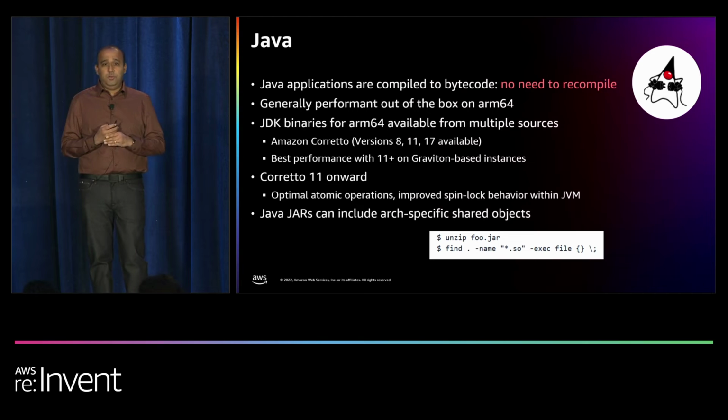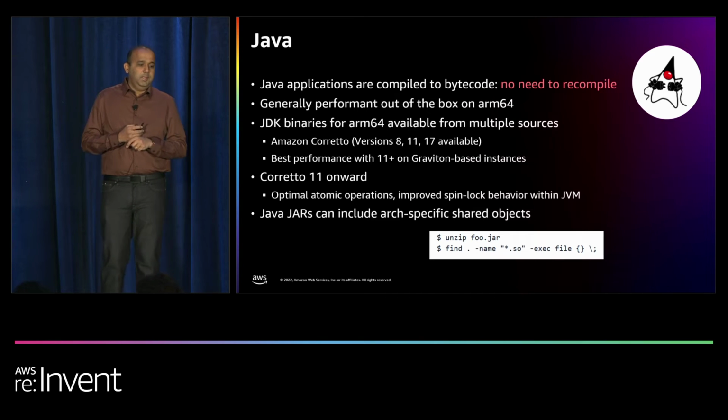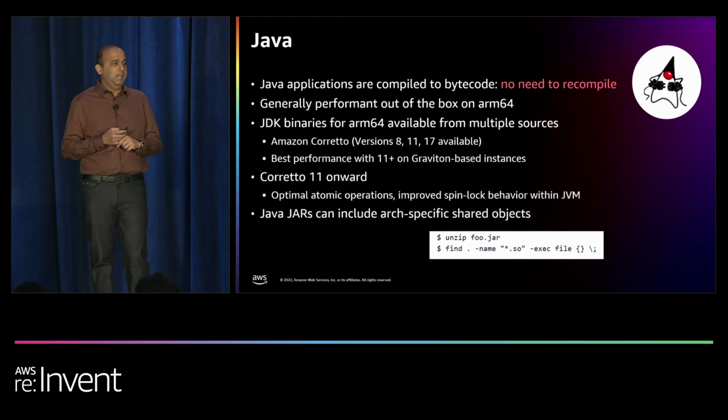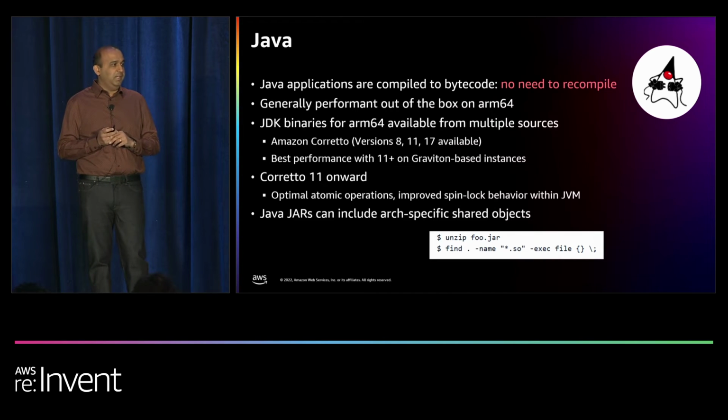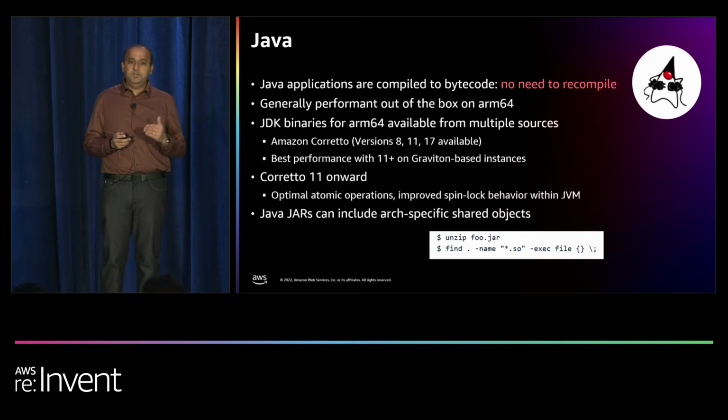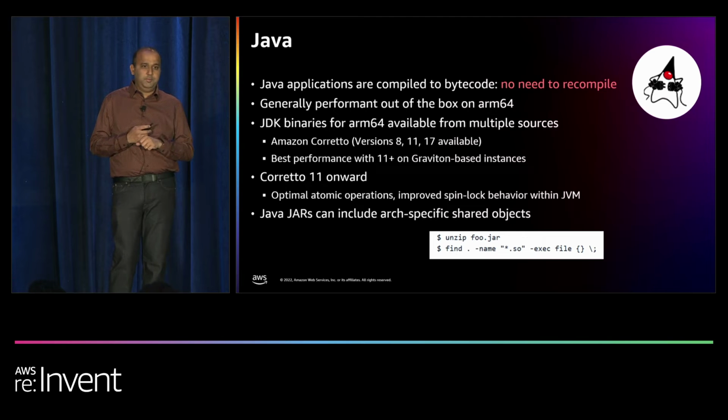Java-based applications also tend to be really popular, and they are generally performant out of the box on ARM64. And being an interpreted language, there's no need to recompile. While JDK binaries for Graviton are available from multiple sources, if you have a choice, we would recommend using Amazon Corretto, since that provides you with a path to getting some of the newest optimizations that AWS is driving in terms of Java performance in Graviton.